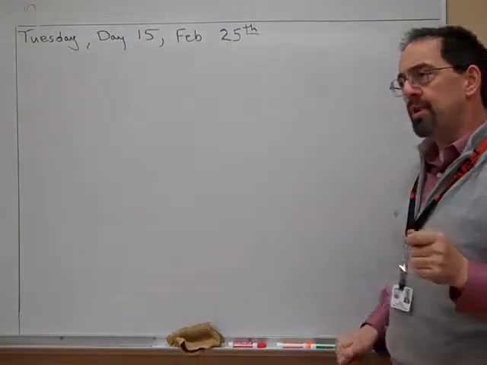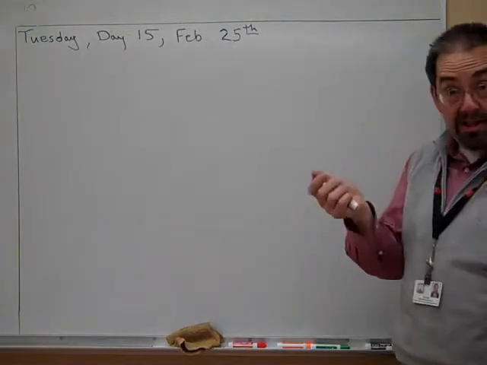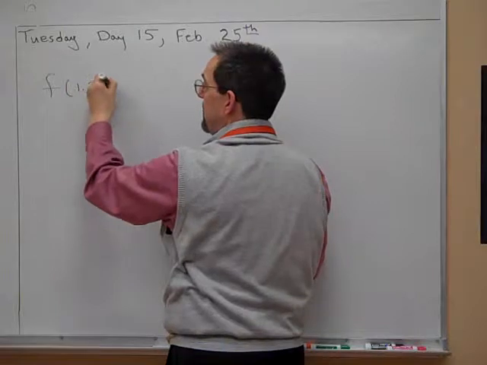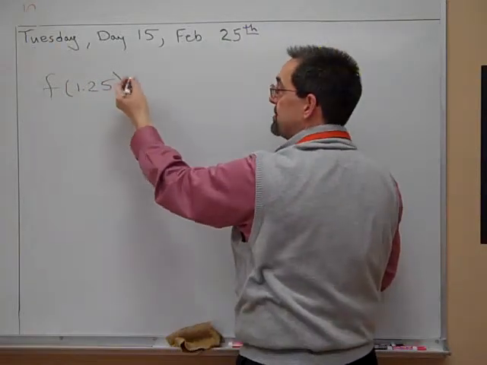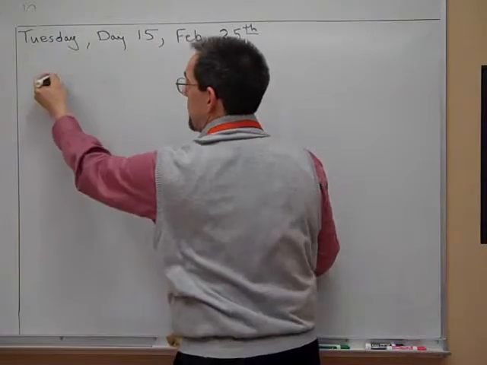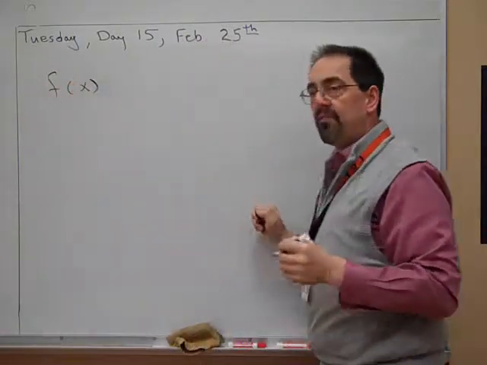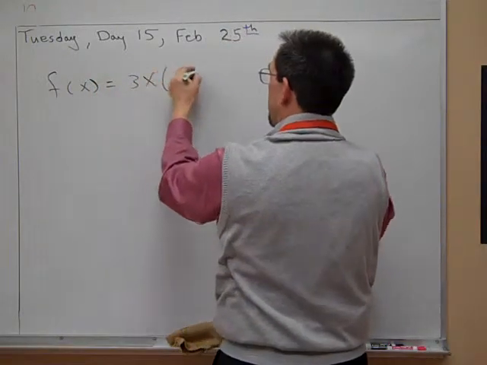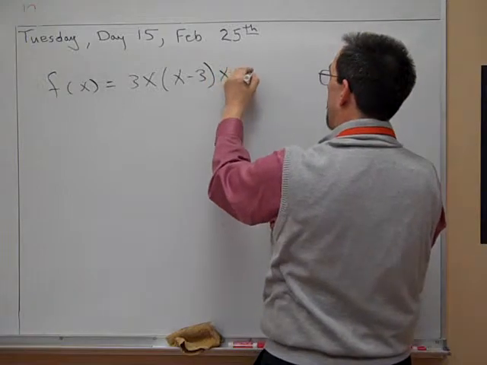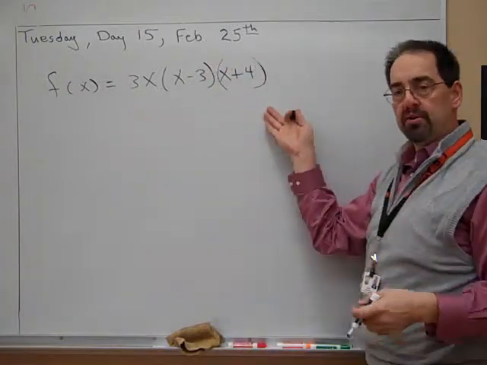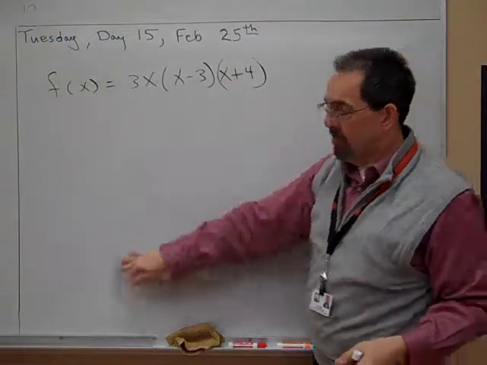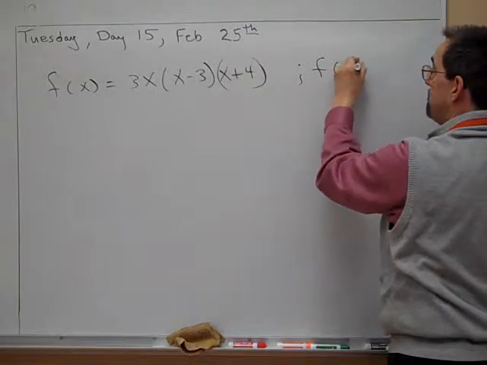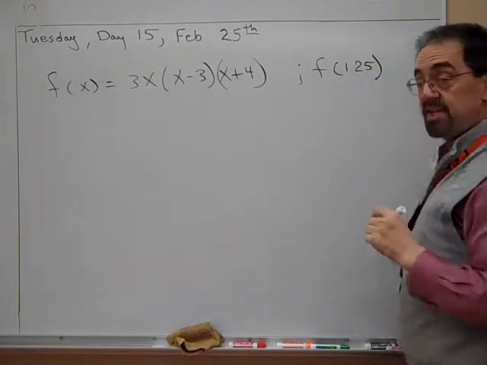Then the next thing we're going to do, there's going to be 2 or 3 problems where we want to evaluate. The last couple of days we talked about when we're given an actual value for the x. Actually, let's just look at our original equation. If I gave you a function, f of x equals 3x times x minus 3 times x plus 4. Just an arbitrary function. Let's analyze this, get a rough graph, and then evaluate at the point 1.25. Let's see what we'd have here.